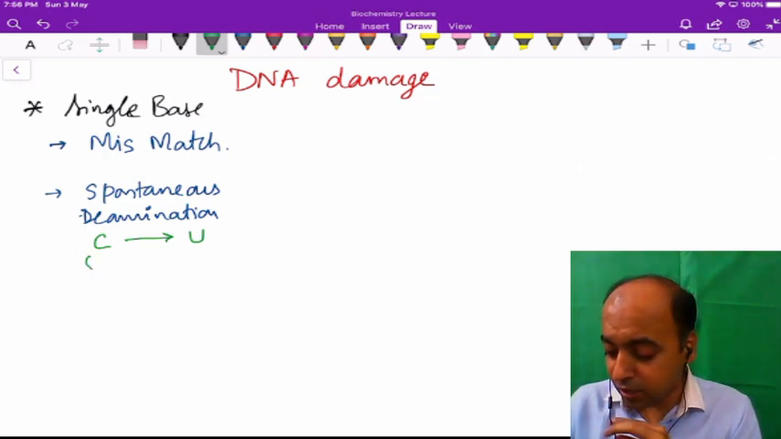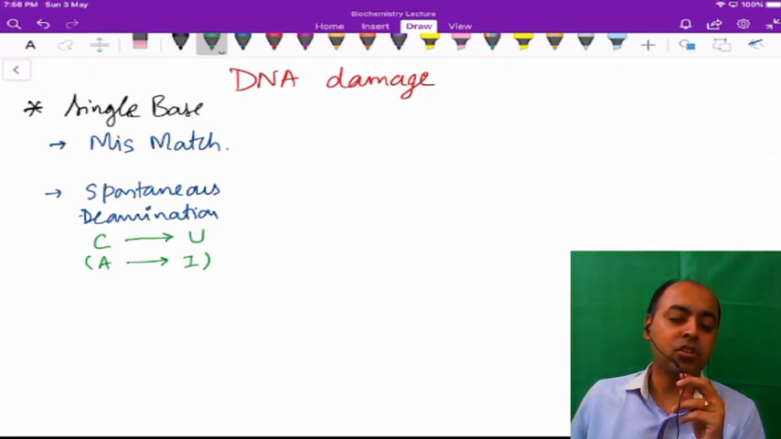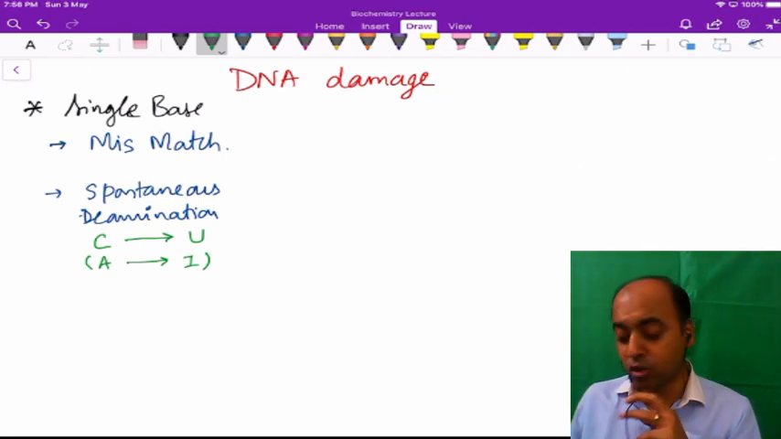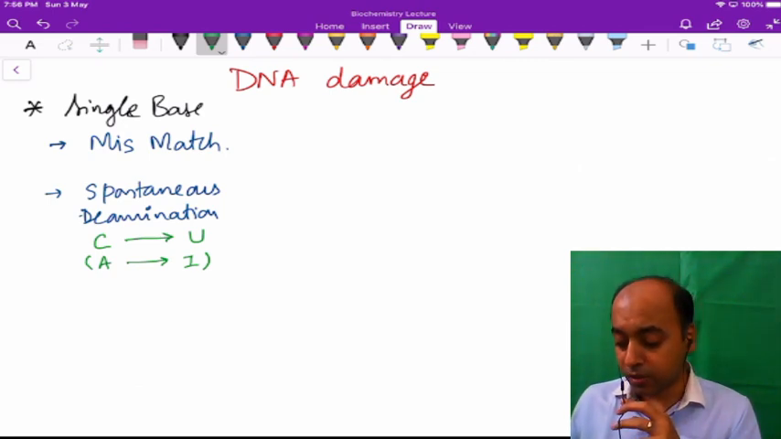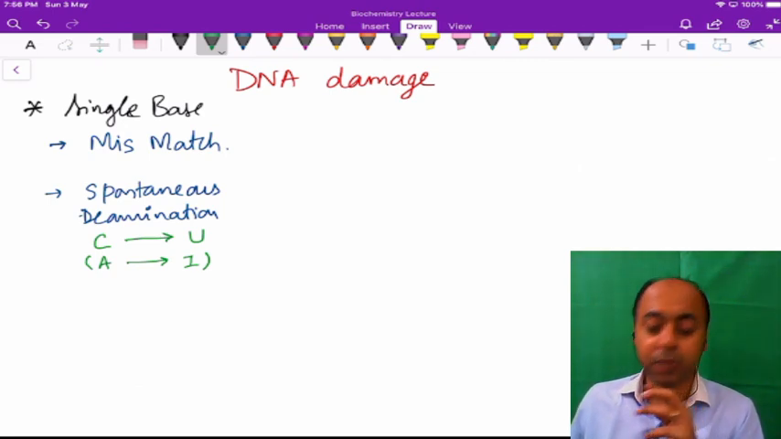Rarely there can be conversion of adenine to hypoxanthine, but more commonly we see the conversion of cytosine to uracil. So these are single base damages.